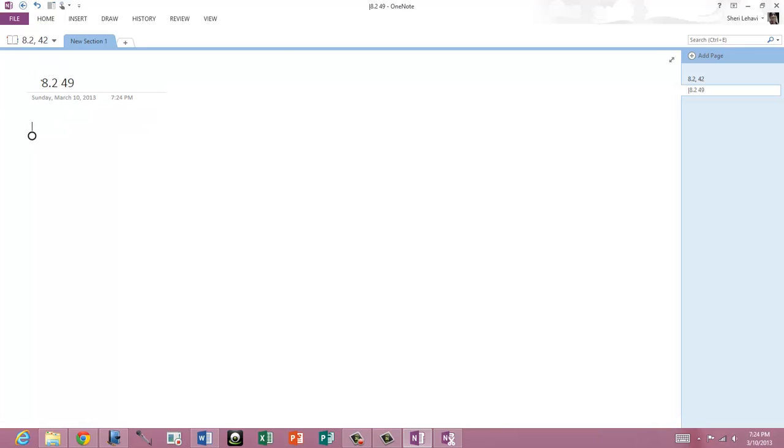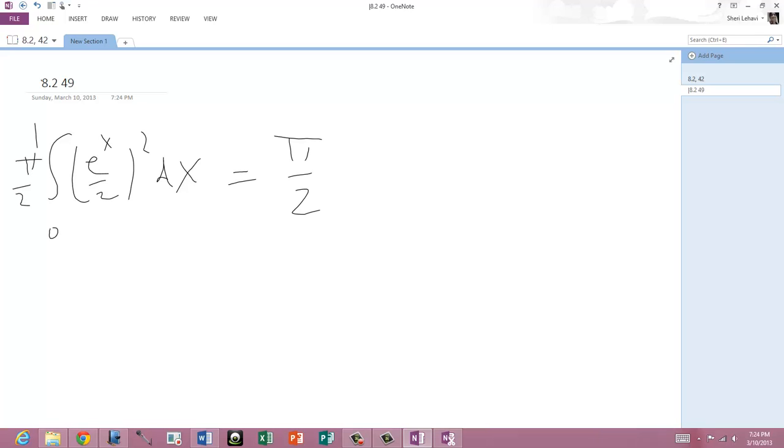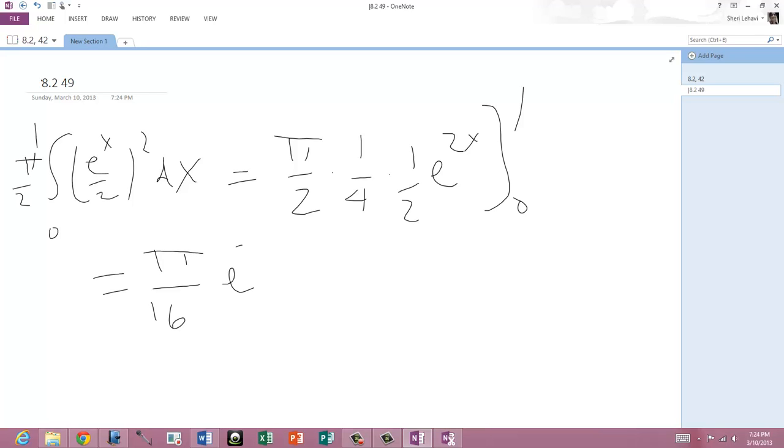We had the integral from 0 to 1. We pulled out our pi over 2. The radius, remember, was e to the x over 2 squared dx, and we had just said that that was going to be pi over 2. I can pull out the 1/4, that's the 1/2 squared. Then the antiderivative of e to the 2x would be 1/2 e to the 2x between 0 and 1. So plugging in 1, multiplying here across the bottom, I have pi over 16 e squared. And then plugging in the 0, we're going to have pi over 16, and e to the 0 is 1.